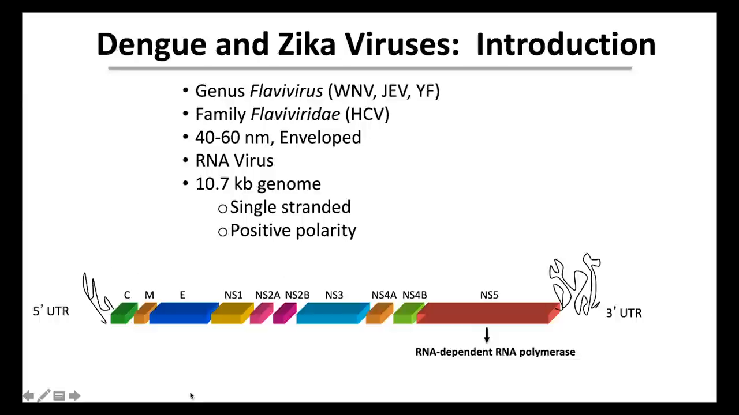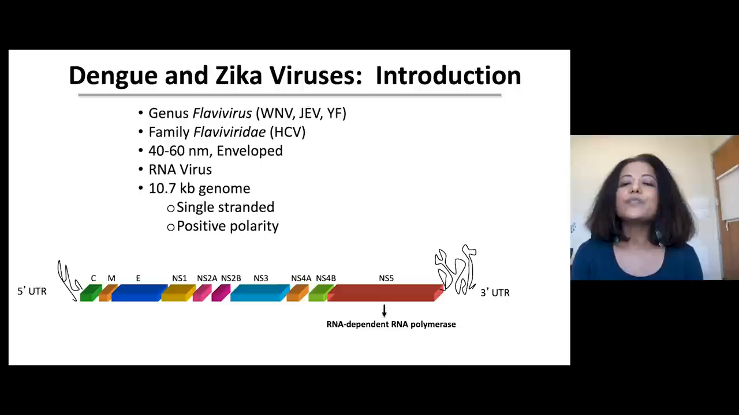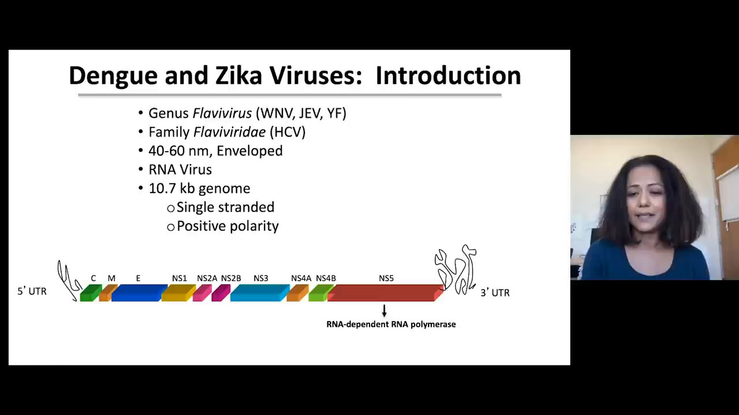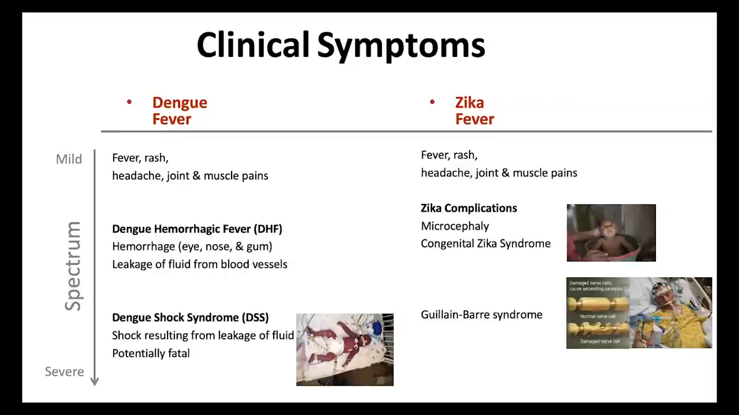Shown here is the schematic for the genomic structure of these viruses. The squiggly lines at the ends, these are the 5' and the 3' untranslated regions. And these different viral proteins, C, M, E, and NS1 through 5, these represent different viral proteins. NS5 here, this is the biggest viral protein, and this is also the RNA-dependent RNA polymerase of these viruses. This is the reason why RNA viruses have such high rates of mutation, because this enzyme, this polymerase, is very error-prone.